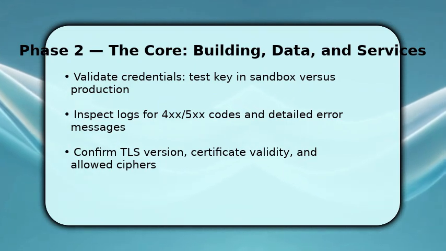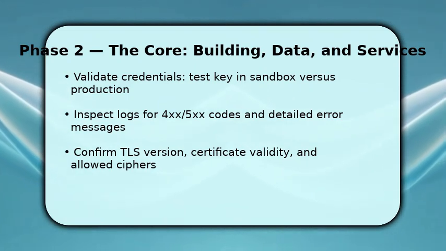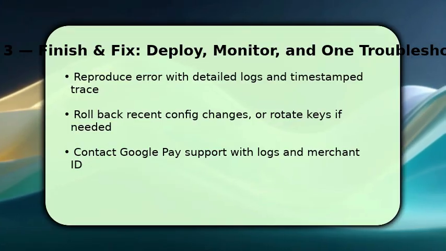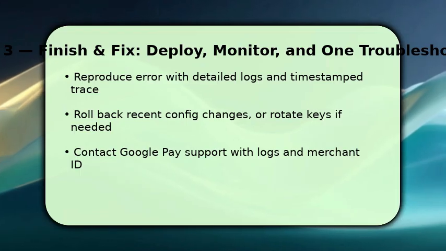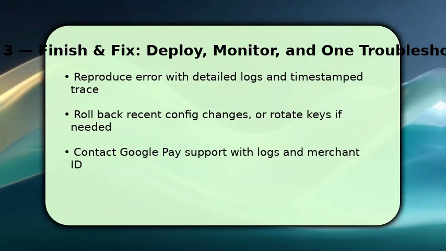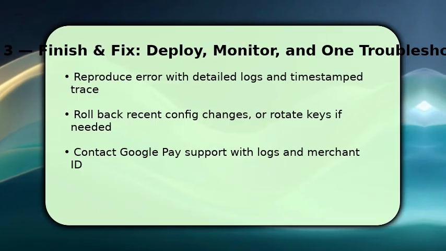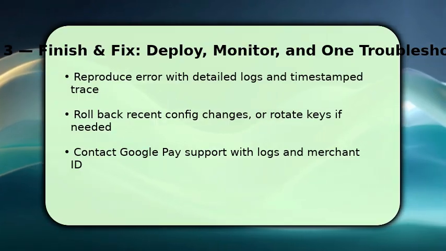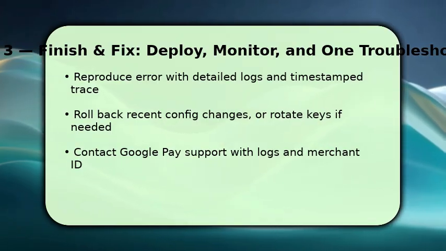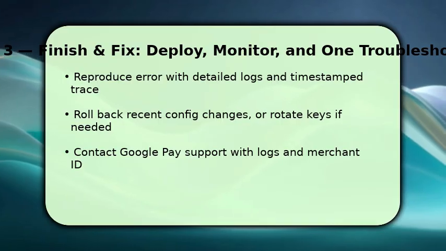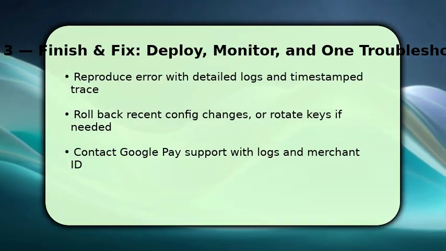To finish, reproduce the error while capturing verbose logs and timestamps. You'll need those for root cause analysis. If a recent config change preceded the problem, roll it back or rotate API keys to eliminate credential corruption. Once you confirm a persistent failure, escalate. Attach logs, exact request/response pairs, and your merchant ID when contacting Google Pay support.